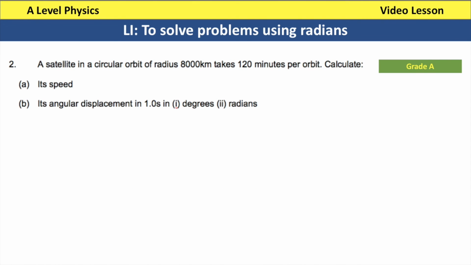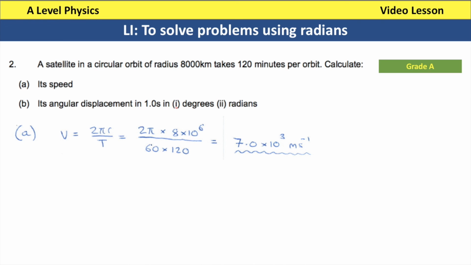Question 2. A satellite in circular orbit of radius 8,000 kilometres takes 120 minutes to orbit. Calculate its speed. So again, we know what the radius is and we know what the time period is. So to work out the speed, we do 2 pi r divided by T. Remember, 8,000 kilometres should be written as 8 times 10 to the power of 6 metres. And we divide that by the period. We don't work in minutes, we work in seconds. So 60 times 120 gives us the period in seconds. That comes out with a speed of 7 kilometres per second, or 7 times 10 to the 3 metres per second.